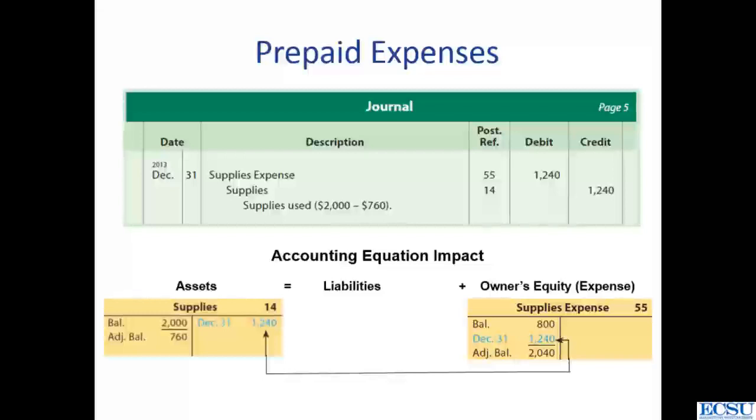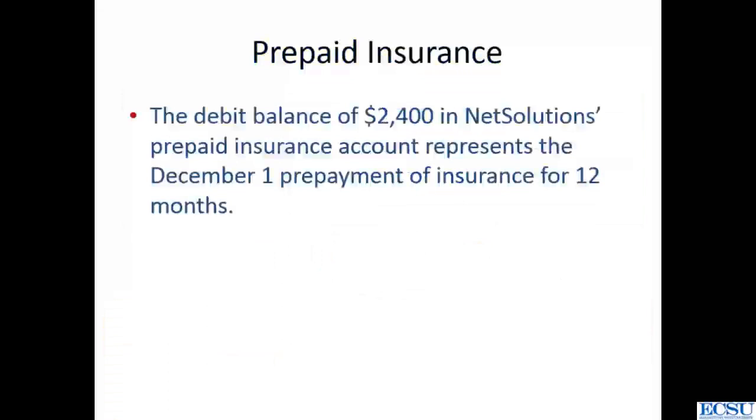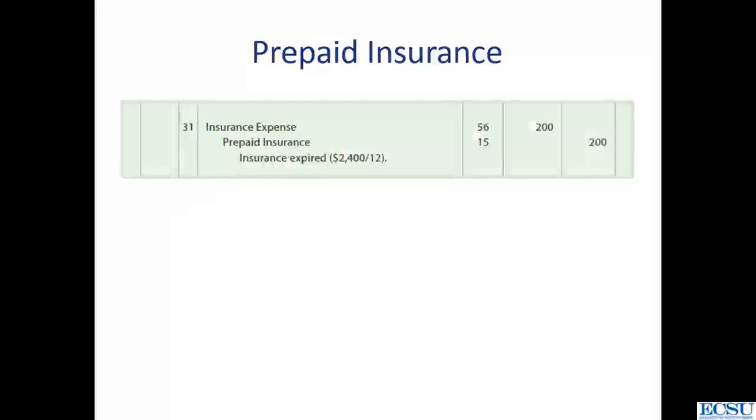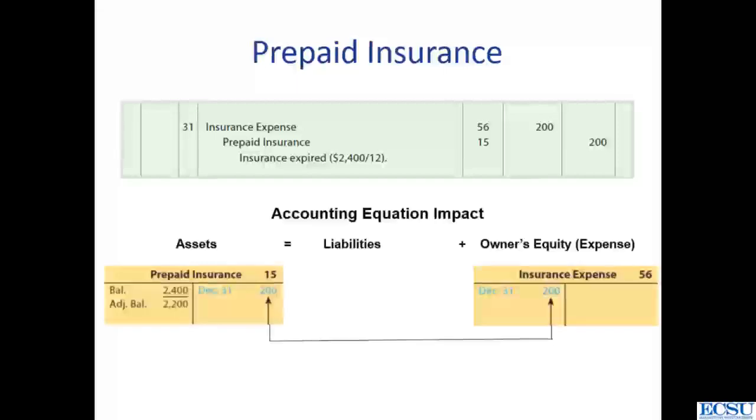Therefore, I would be crediting it. And expense is, of course, a reduction in the owner's equity. And when you want to increase that, of course, you'll have to debit it. So that's why expense account is debit and supply is credit because it is decreasing. The debit balance of 2,400 in Net Solutions prepaid insurance account represents the December 1 prepayment of insurance for 12 months. So if it is for 12 months, 2,400, then for a month it will be 200, and that will be insurance expense to prepaid insurance.